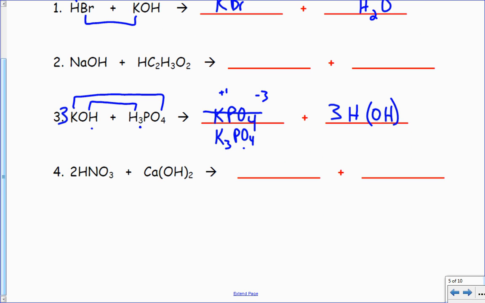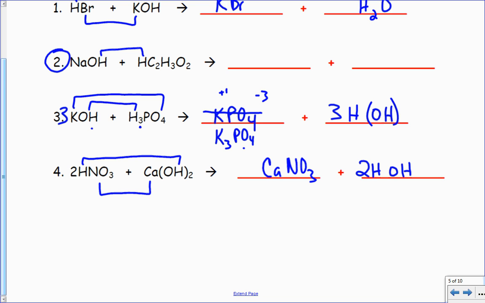I'm going to do number 4, and I'm going to leave you with number 2. I can help you with 2. Remember, there's your water. All right, so I'm going to have H go with my OH. I'm going to write it just like that, HOH. And there are 2 OHs, so I'm going to need a 2 in front. Then I'm going to have my Ca with my NO3.